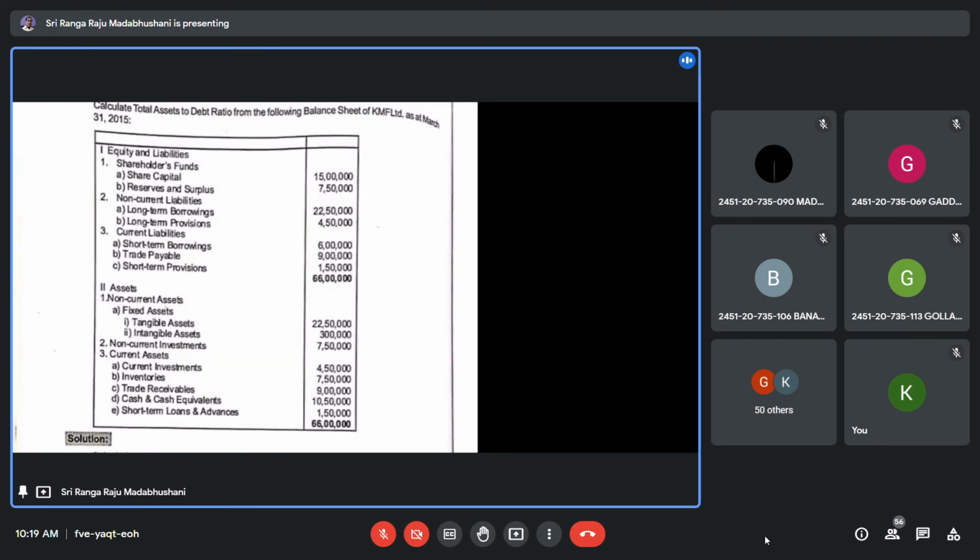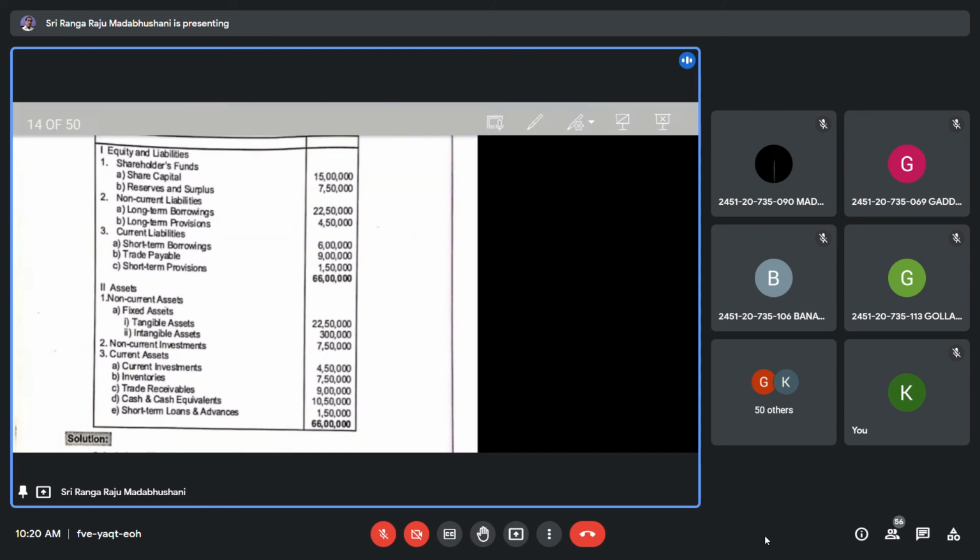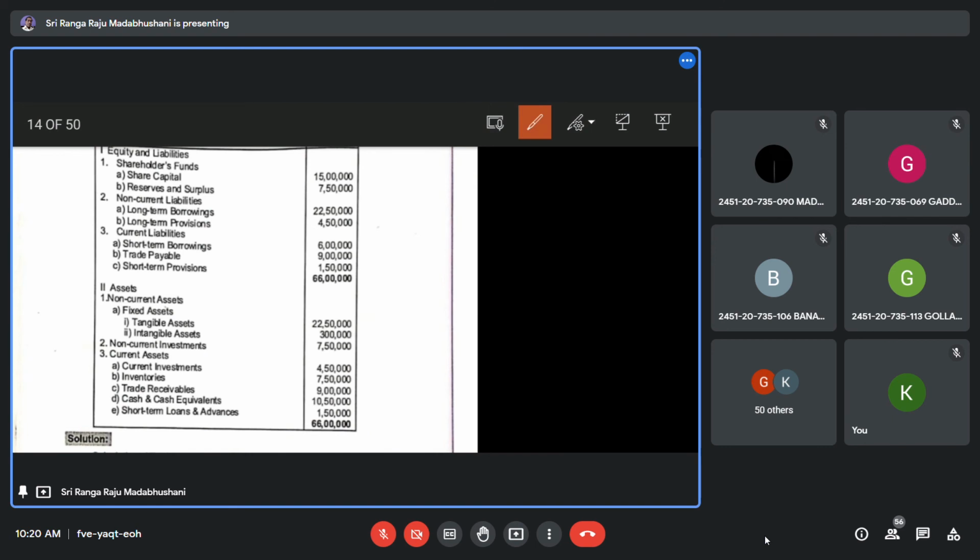So we will present that one in T shape, but here it is presented in vertical form. So equity, liabilities, shareholders funds. See, this is shareholders funds. They have given shareholders funds clearly. In case of debt to equity ratio, you have to add these two.